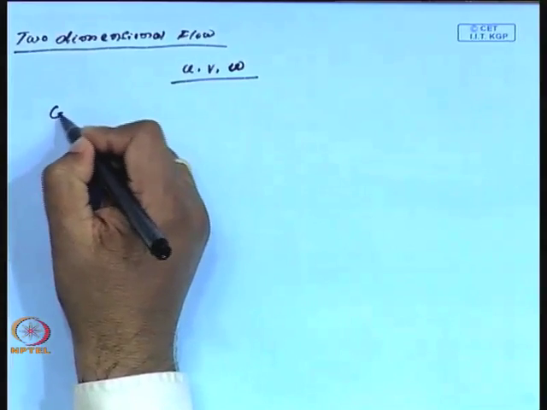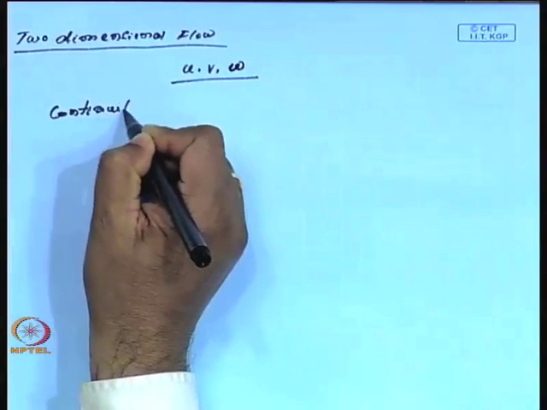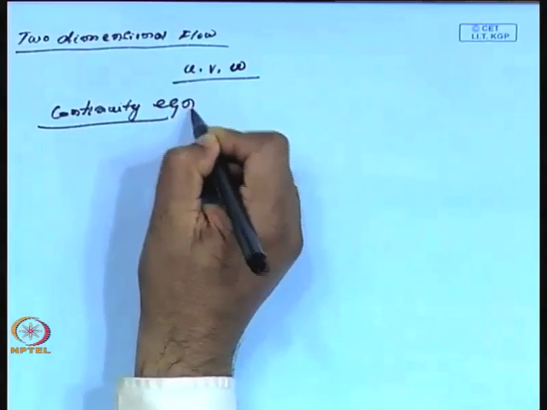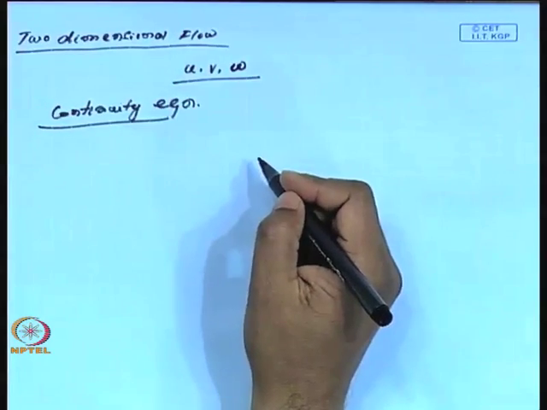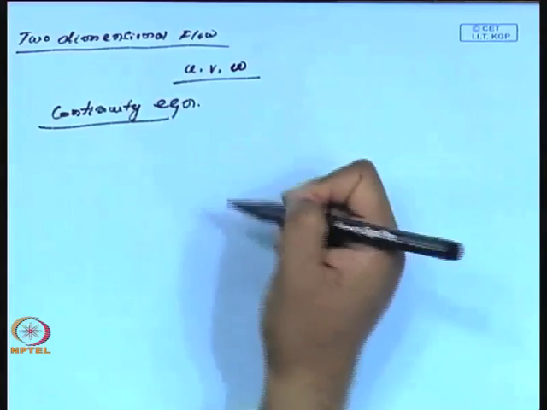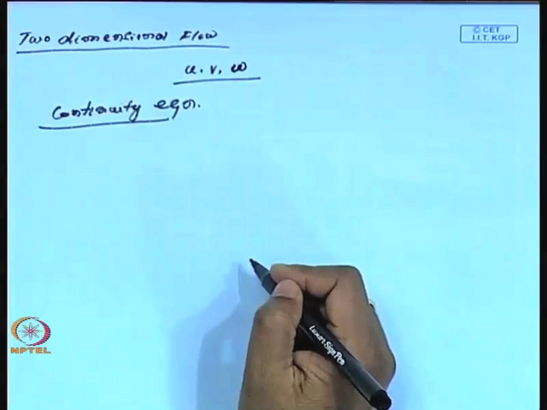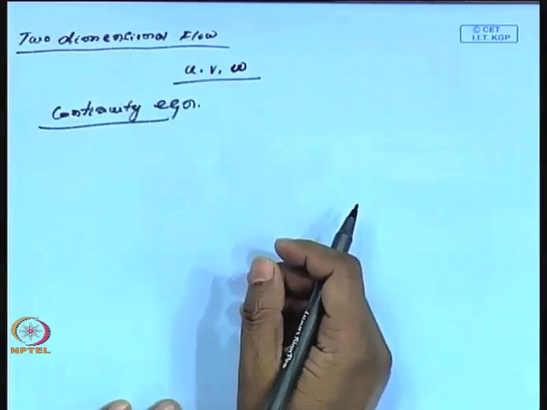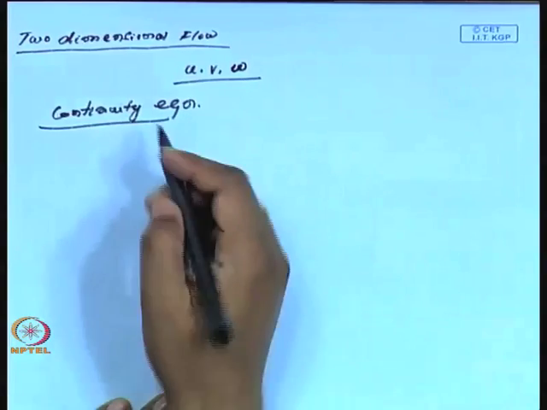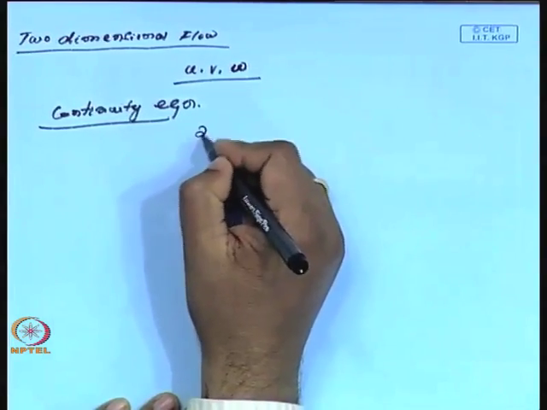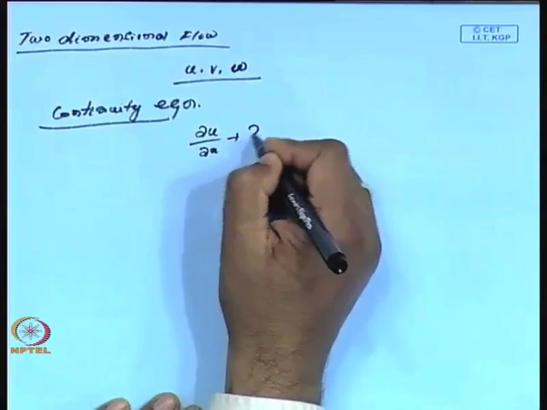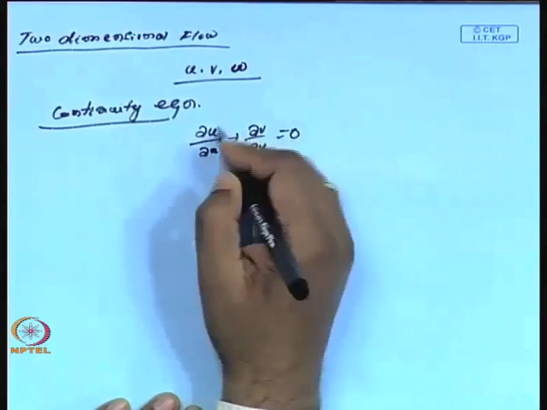Now, with this I will go to a few problems related to two dimensional flow. We have already talked about what happens to the continuity equation in two dimensions. I want to emphasize the case when the flow is incompressible, because, as I mentioned earlier, for a large section of this course, marine hydrodynamics, we concentrate on incompressible fluid. For incompressible fluid, the two dimensional continuity equation is del u by del x plus del v by del y equals 0.